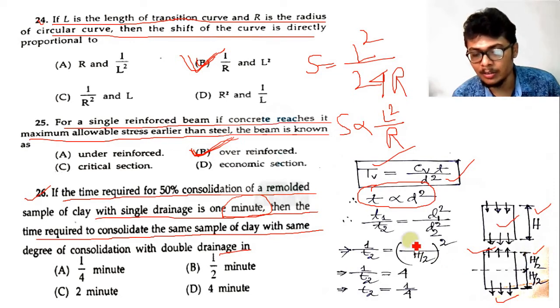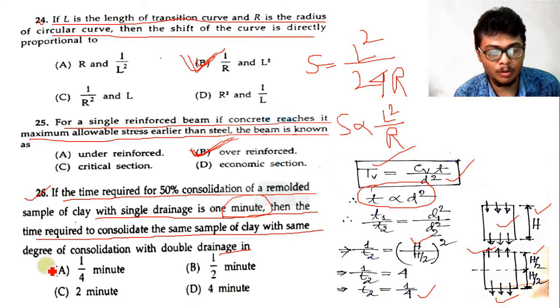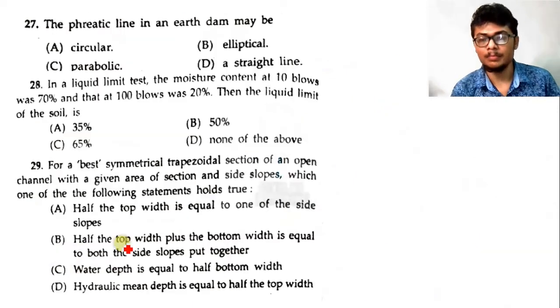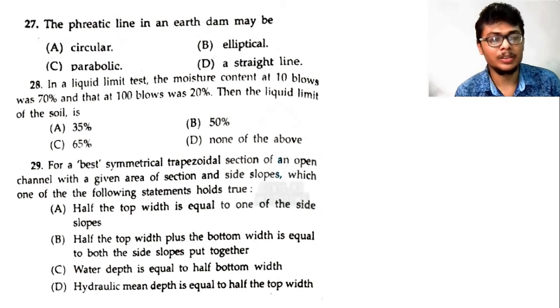Now put the value. In the first case, the drainage path is single, therefore the length of the drainage path will be H, and in the second case, the length of the drainage path will be the half thickness, that means H by 2. After solving, I will get 1 by 4. Therefore correct answer will be 1 by 4 minutes. Okay, next. Question number 27.